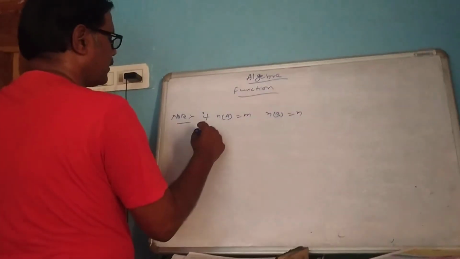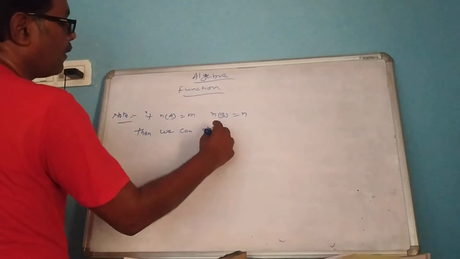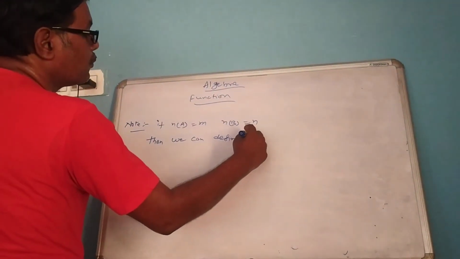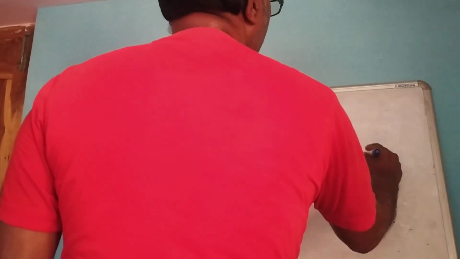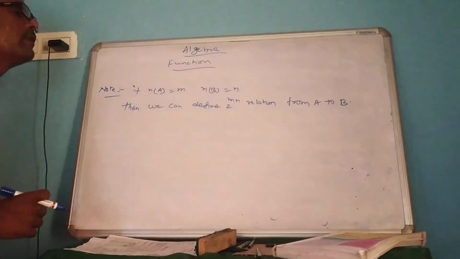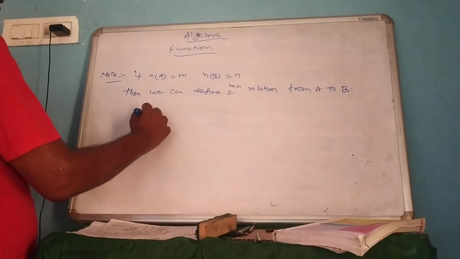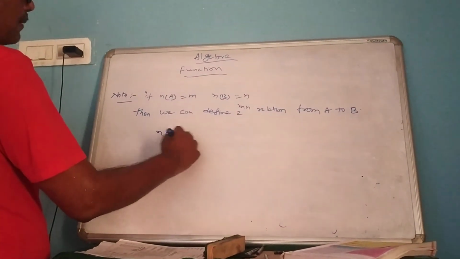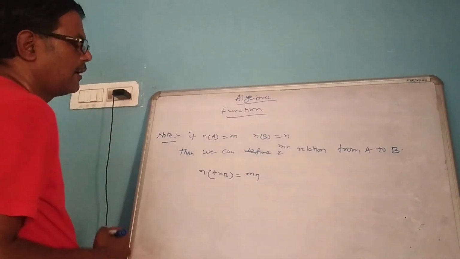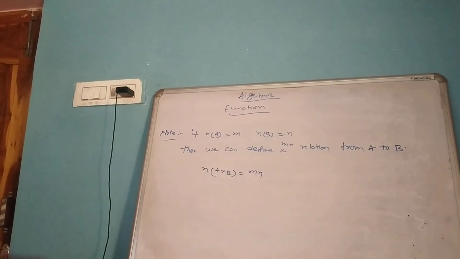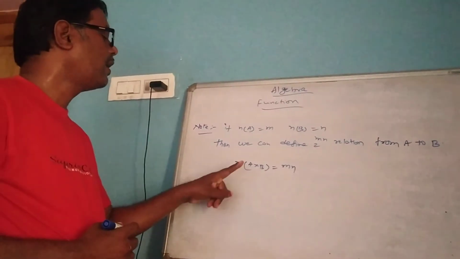Then we can define 2 power mn relations from A to B, because the number of elements in A cross B is equal to mn. So the number of relations defined from A to B is 2 power mn.